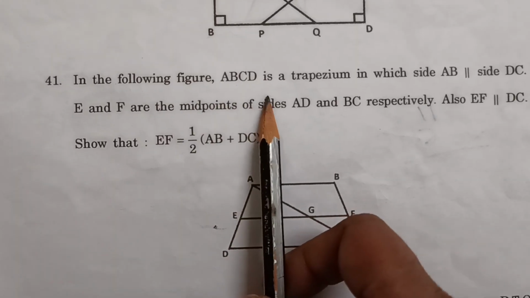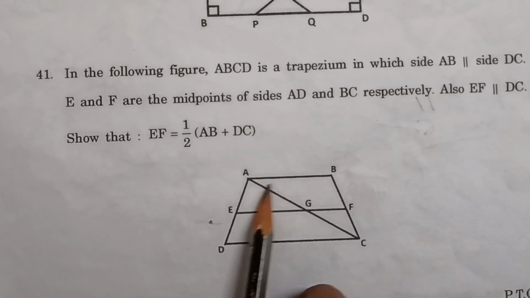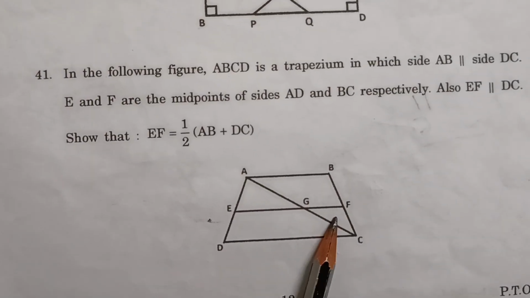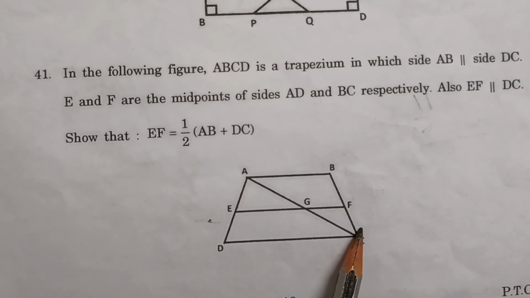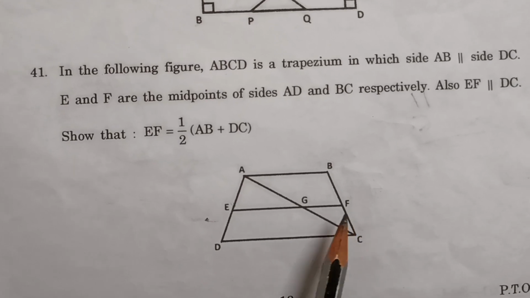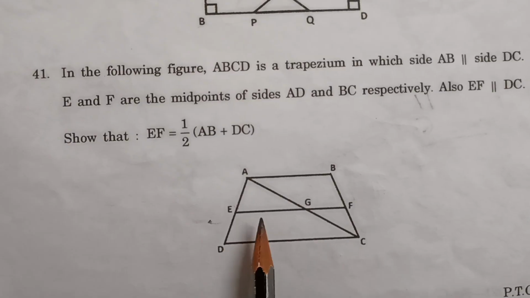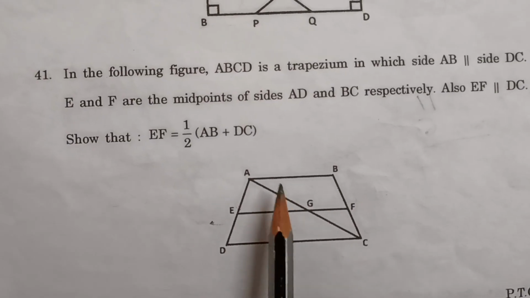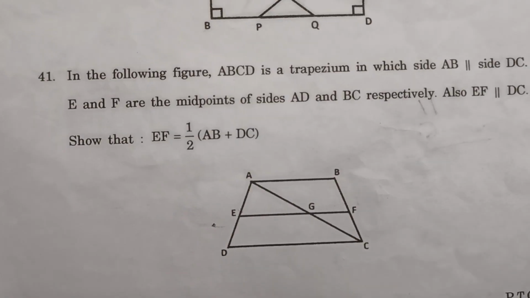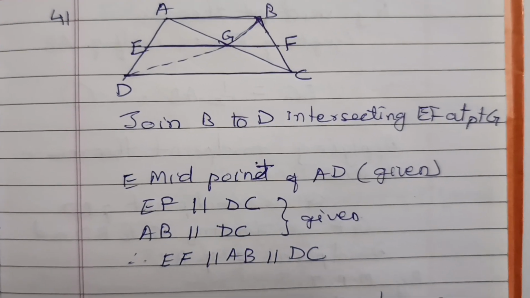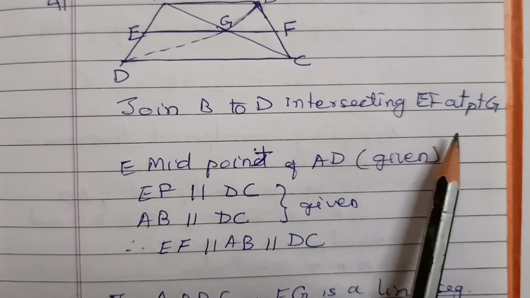In the following figure, ABCD is a trapezium in which side AB is parallel to DC. E and F are the midpoints of the sides AD and BC respectively. Also, EF is parallel to DC. Show that EF is half of AB plus DC. I have drawn a rough figure. You use pencil and ruler to draw this.